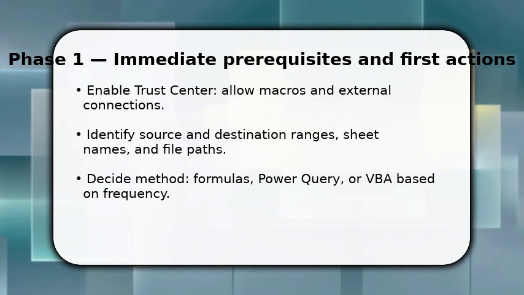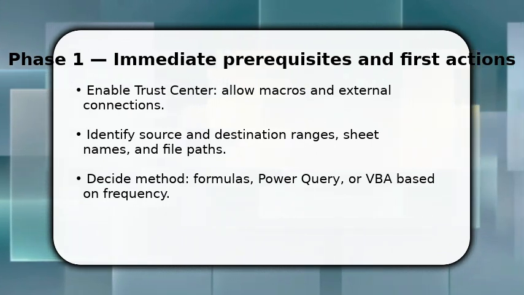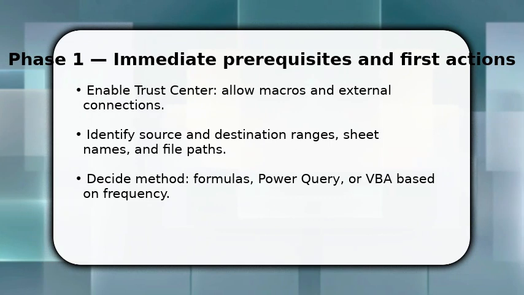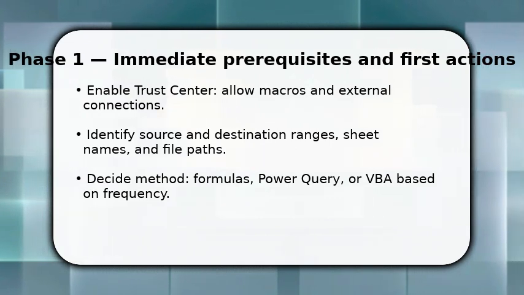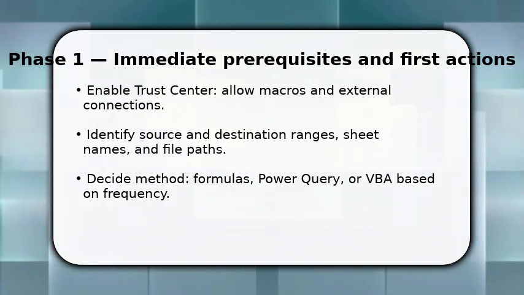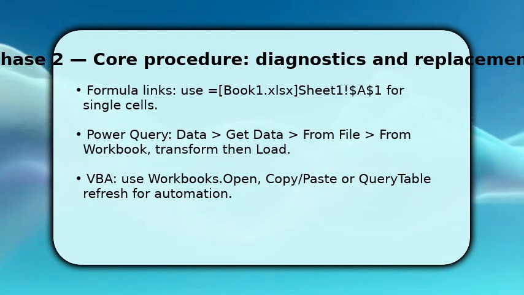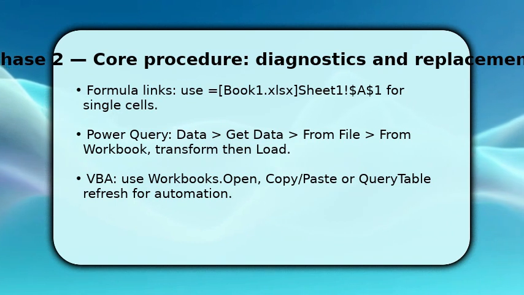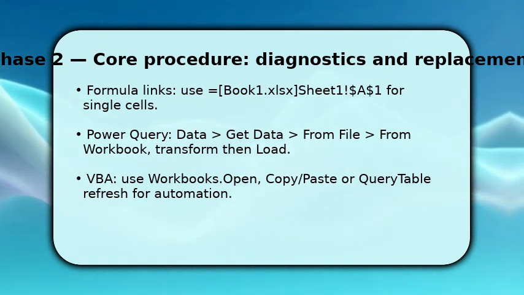Once decided, create a small test dataset. This lets you validate connections quickly and prevents breaking live data when you proceed. You'll implement the chosen connection method step by step. If using formulas, enter direct workbook links and lock ranges with $ to prevent accidental shifts, then save both files.